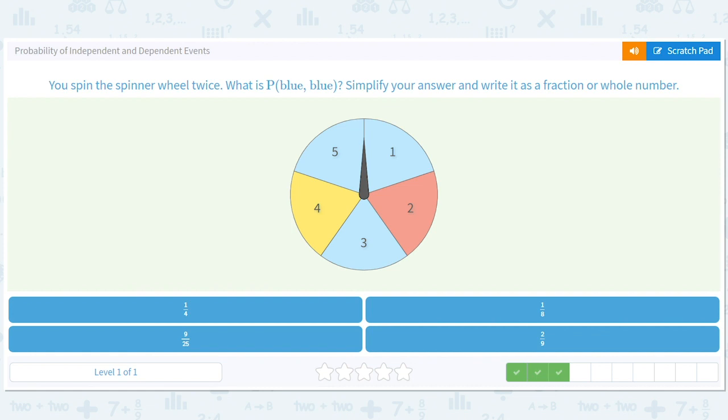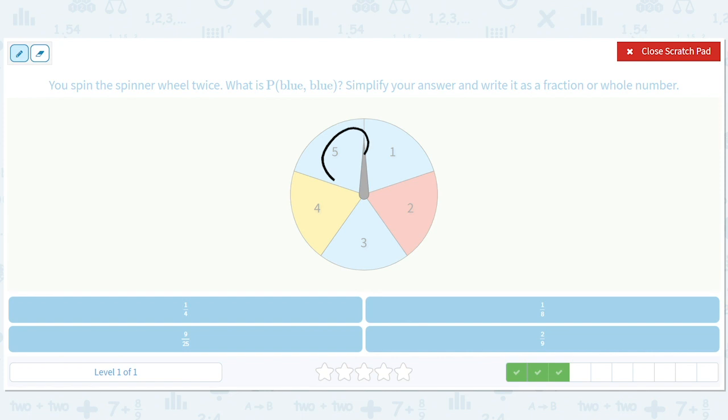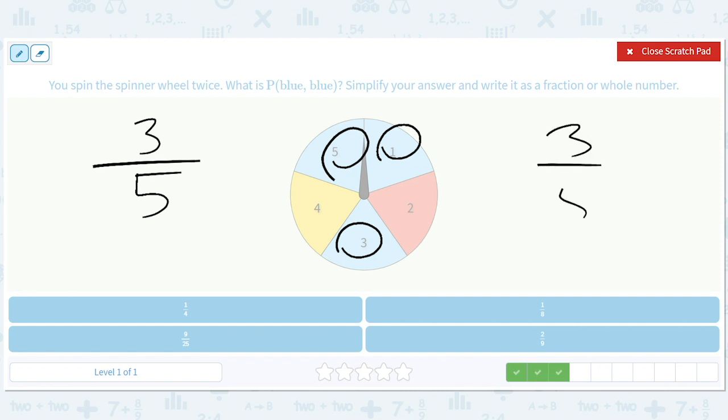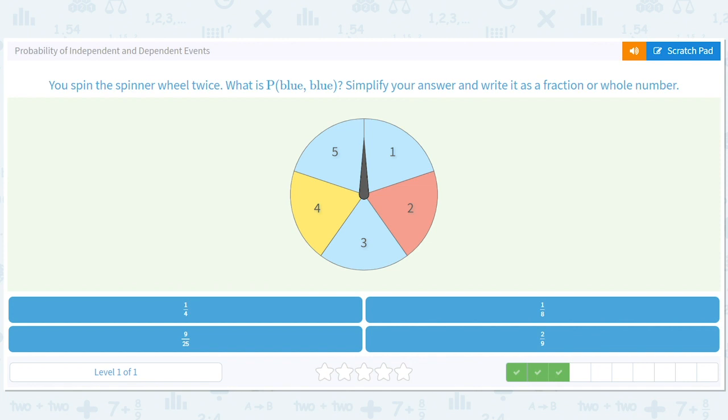So here's an example, right? What's the probability of getting blue and then blue? Well, there are 3 blues, so that's going to be 3 out of the total number, which is 5. And then again, there are 3 blues out of 5 the second time. So we multiply them, we'll get 9/25.